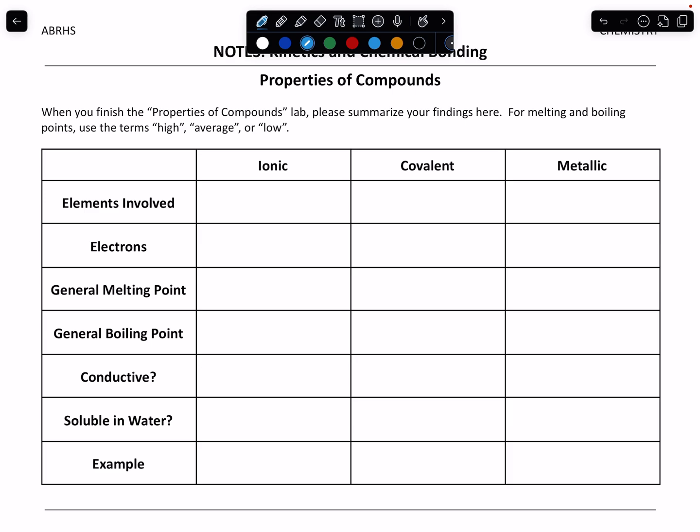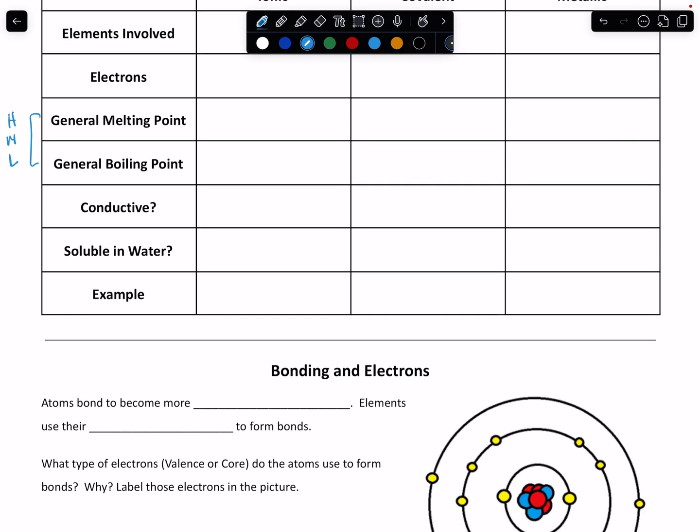A couple of things that you should be able to recognize for the different compounds are the elements involved, what they do with their electrons. Generally speaking, what are their melting and boiling points? And by general, I mean high, middle, or low. Are they conductive? So can they conduct electricity? Are they soluble in water? An example of one. And then I'm going to add one more in here that's not in here currently. What is their general state at room temperature? Are they solids, liquids, gases, or a blend?